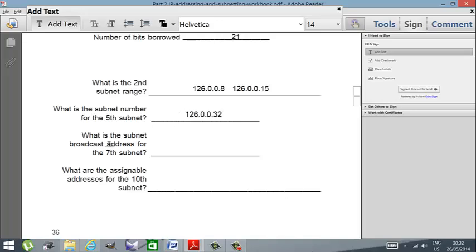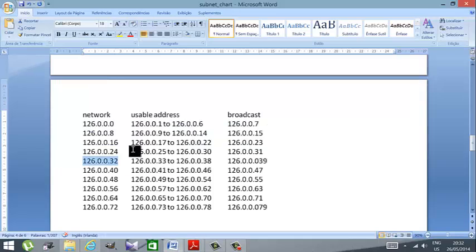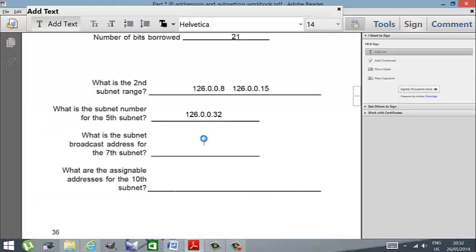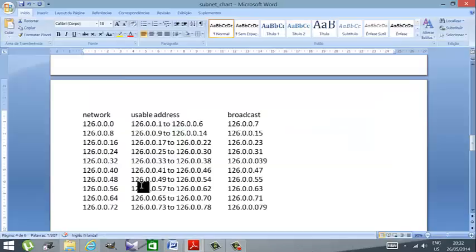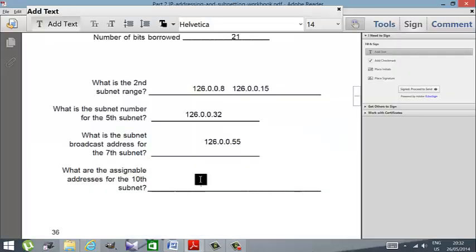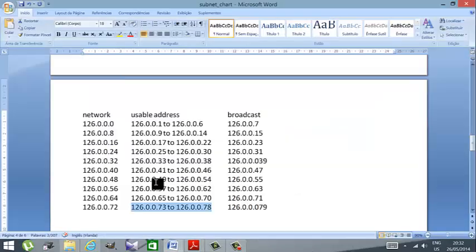What's the subnet broadcast address for the seventh subnet? 5th, 6th, 7th. The broadcast address. What are the assignable addresses for the 10th subnet? 8, 9, 10. The assignable addresses are right here in the middle. The assignable addresses go from the network ID until one less than the broadcast address.